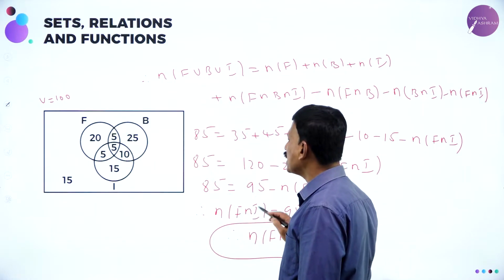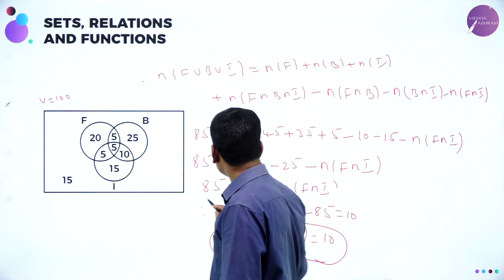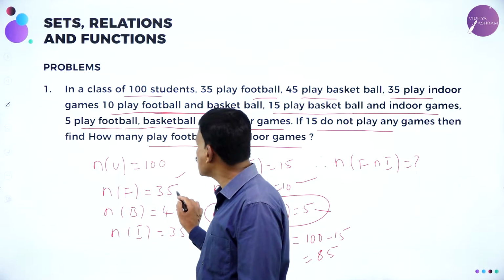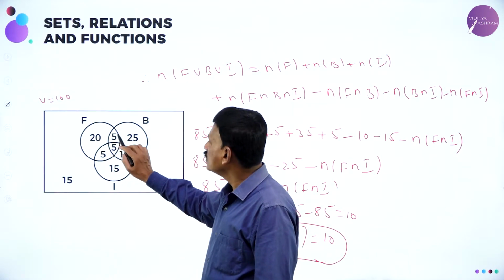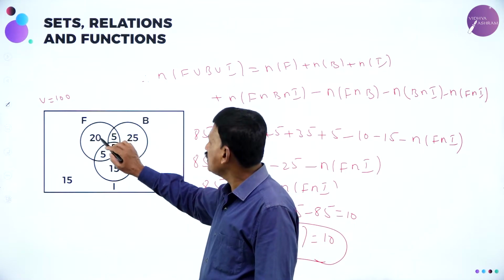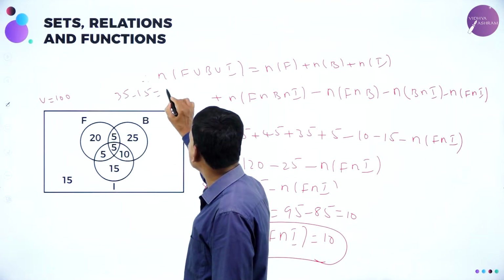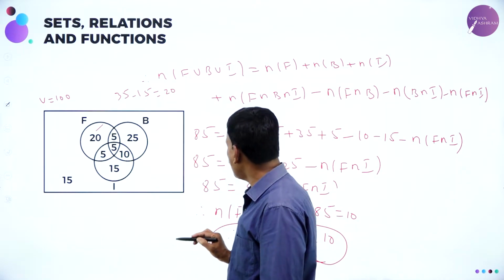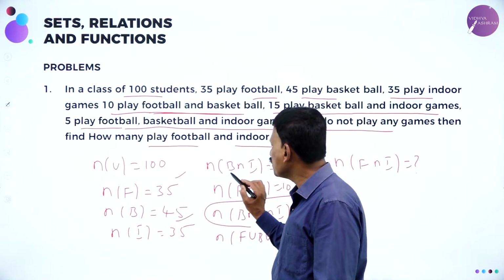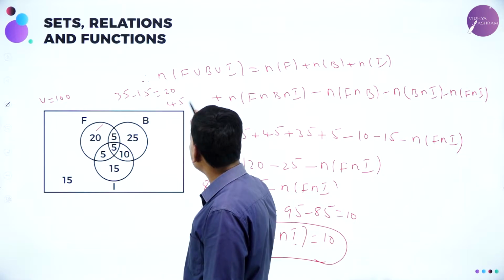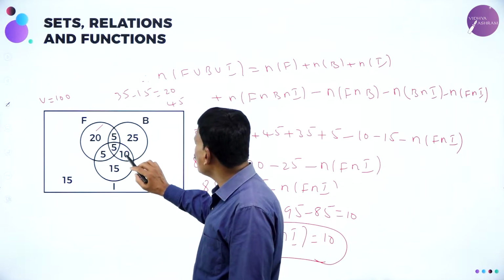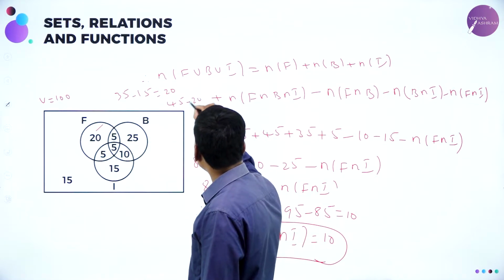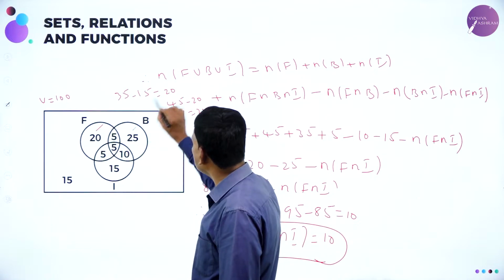Next, let us come to the number of students who play football. The total number of students who play football is 35. Already we have 5 plus 5 plus 5, 15. 35 minus 15 is equal to 20. This is 20. Similarly, how many students play basketball? 45 students. In 45, already we have 10 plus 5, 15 plus 5, 20. So 45 minus 20 is equal to 25 here.